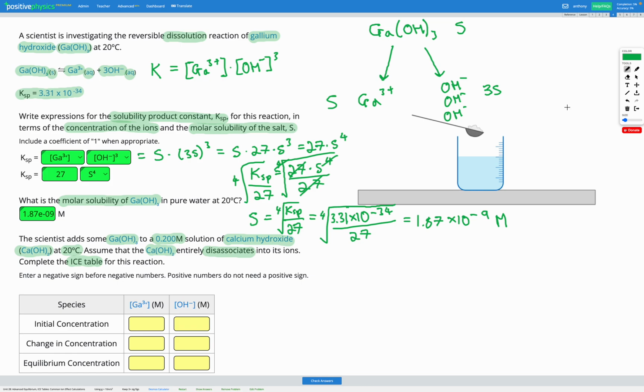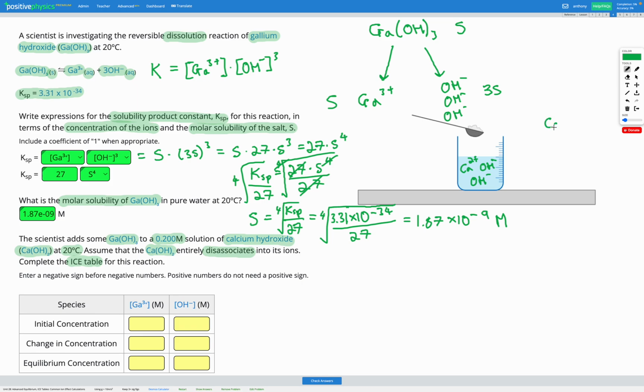Okay, so in this question, we're starting with a 0.2 molar solution of calcium hydroxide, Ca(OH)2. So that's what we're starting with. And we're told it completely dissociates into its ions. So we're going to have calcium 2+ ions and OH minus ions in our solution.